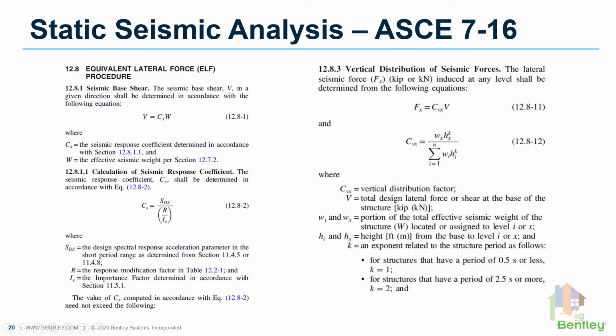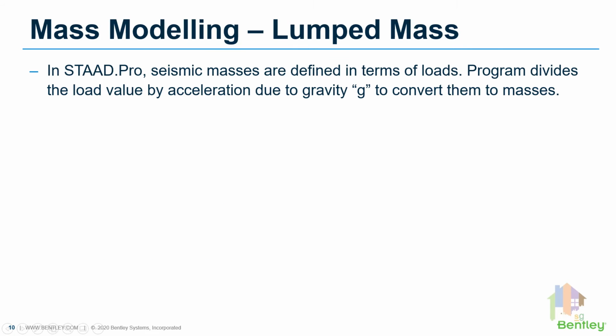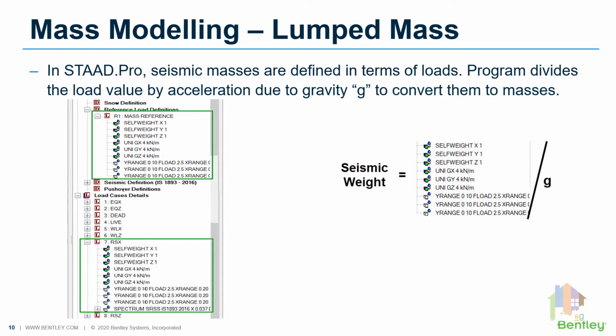Now, this seismic response coefficient is multiplied with the seismic weight of the structure to calculate the base shear value. Also, story weight is used to calculate the vertical distribution of seismic load. So, mass modeling is very important for any seismic analysis. Coming to the seismic weight definition, in STAAD, the weight required for seismic analysis is defined as a load. So you can simply apply the gravity load and inform the program that these loads will be used for the seismic analysis. Now the program internally converts this to weight by dividing the load value by the G value.